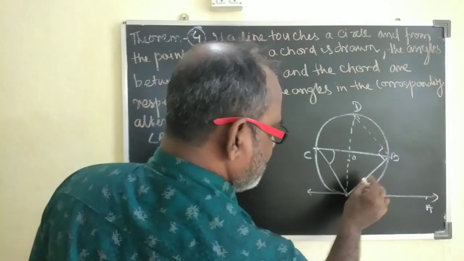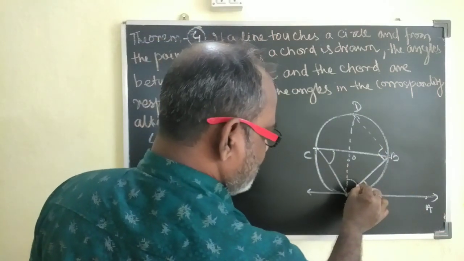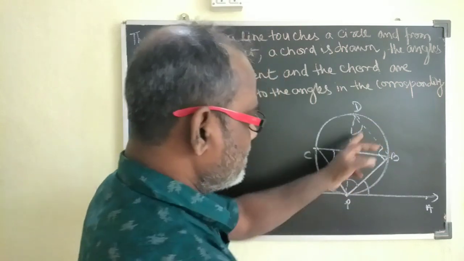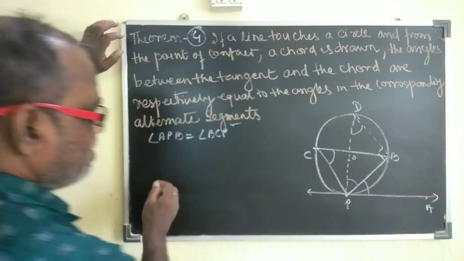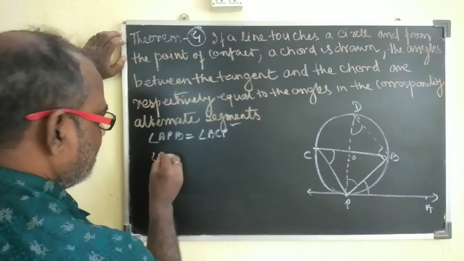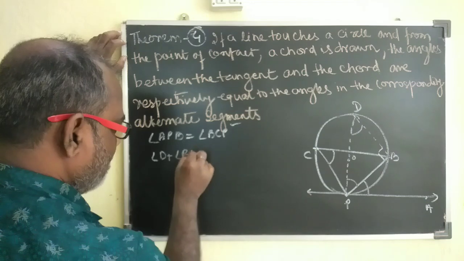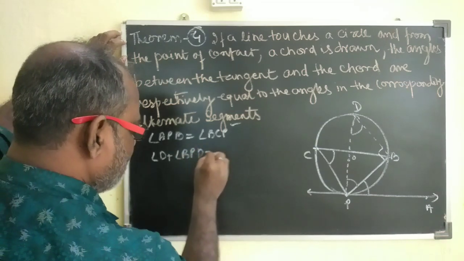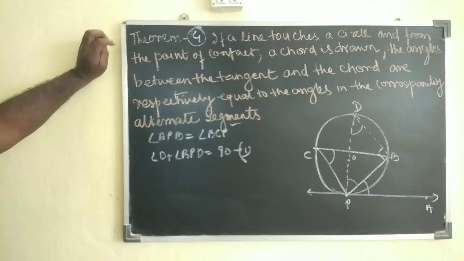Hence in this triangle BDP, angle this plus this should be 90 degree because this plus this 90, 90 plus 90 is 180. So we can write here angle D plus angle BPD equals to 90 degree. This is our statement number 1.